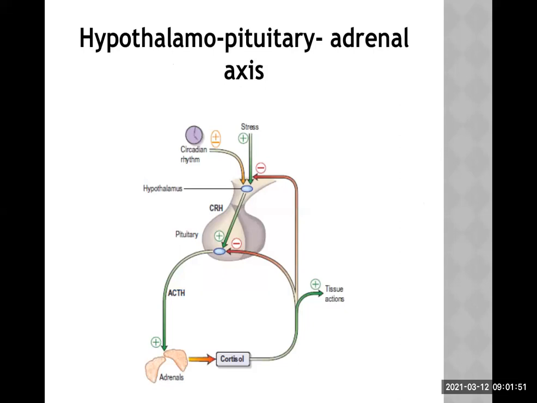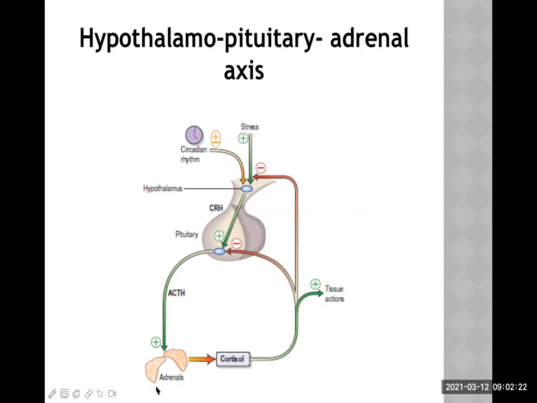Now we are entering into one very important slide: how our body will control the release of cortisol. This control is done by the hypothalamo-pituitary-adrenal axis. Hypothalamo means hypothalamus, pituitary is anterior pituitary, adrenal means adrenal gland. So they work together for the control of the release of hormone.